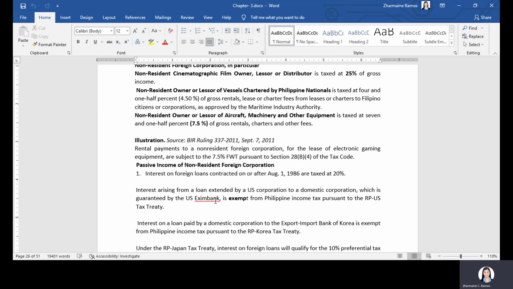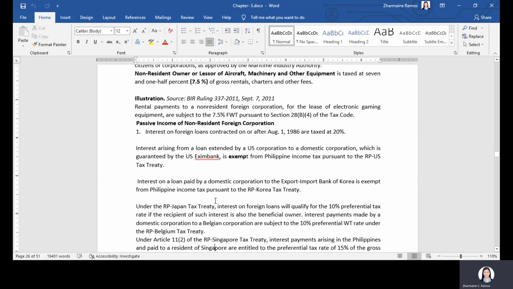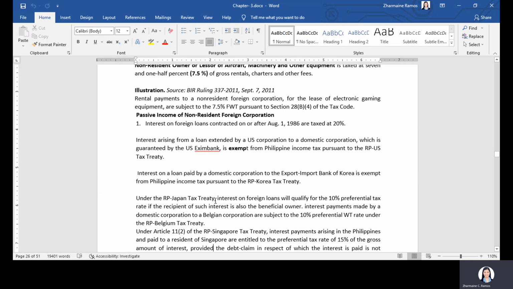So, exempt siya. Interest on a loan paid by a domestic corporation to the Export-Import Bank of Korea is exempt also from Philippine income tax. Meron din siyang tax treaty. Under the RP Japan tax treaty naman, interest on foreign loans will qualify for the 10% preferential tax rate if the recipient of such interest is also the beneficial owner.